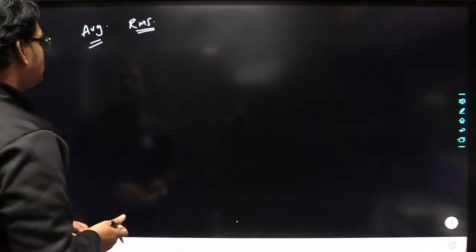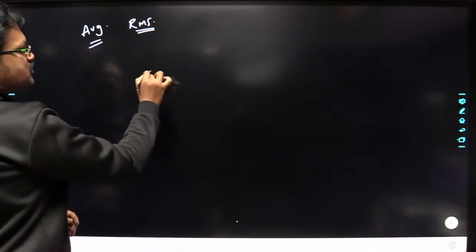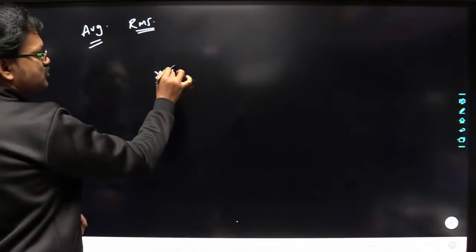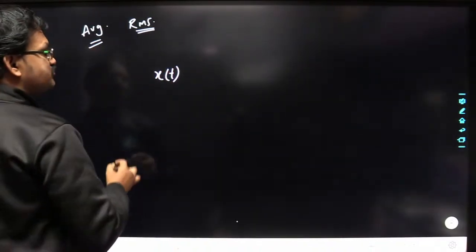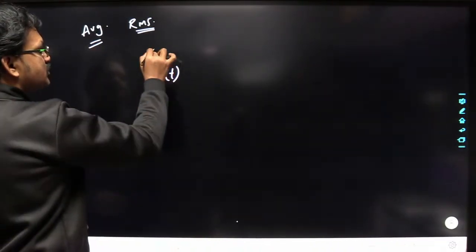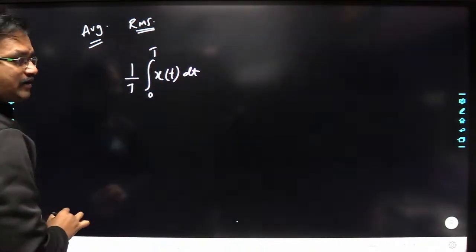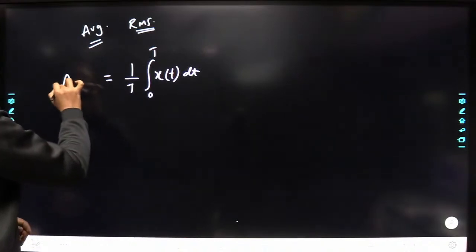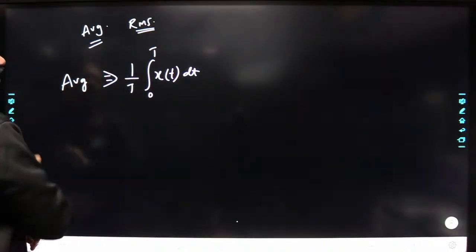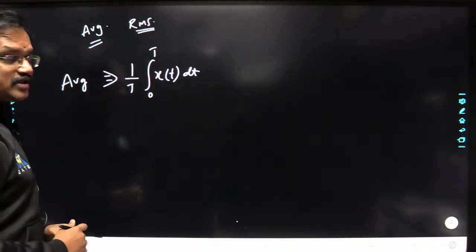So how to calculate the average value? Suppose you have some function x of t. You have to integrate this throughout its time period and divide by its total time period. This is nothing but the average value. This is how you determine the average value for this function, x of t.